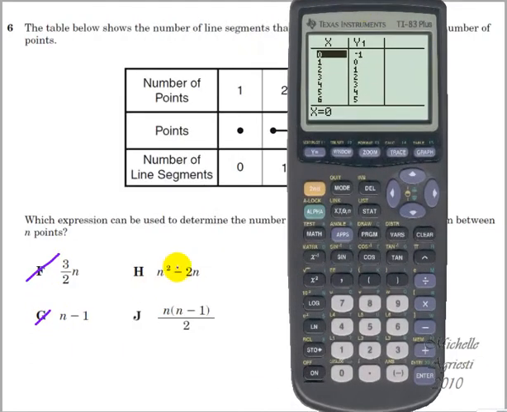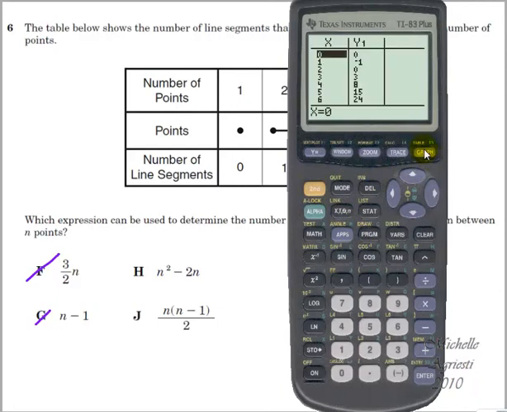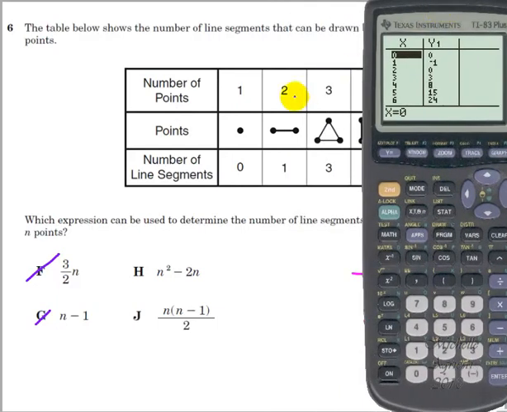And now let's do H. We've got x squared. Let's try x squared minus 2x. Second table. And we'll check the data. When x is 1, I should get 0 and I have negative 1. When x is 2, I should get 1 and I have 0. So you can see that this does not work.